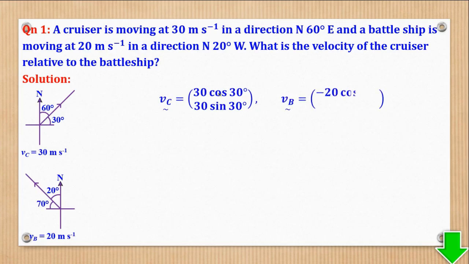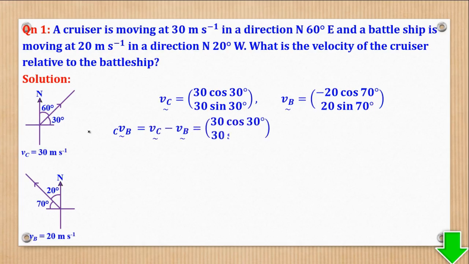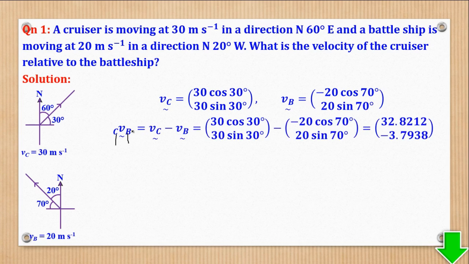Always the upper part has cos, lower part has sine. So positive horizontal, positive vertical, which is that. Negative horizontal, positive vertical, which is here. After resolving, you can now use the formula because they are now in vector form. So VCB, C is the cruiser, B is the battleship, is equal to VC minus VB. So substitute for VC and for VB and give your answer to 4 decimal places.